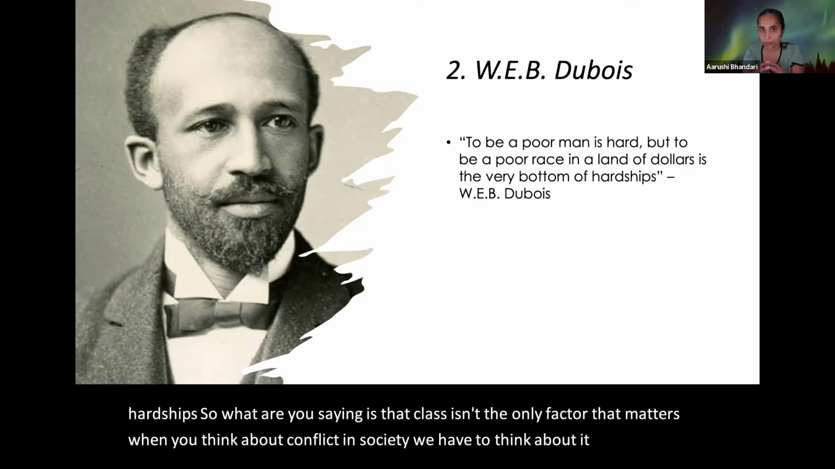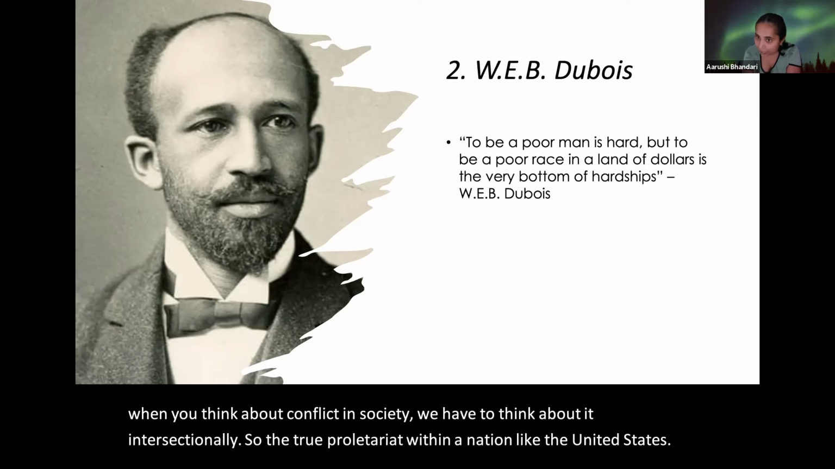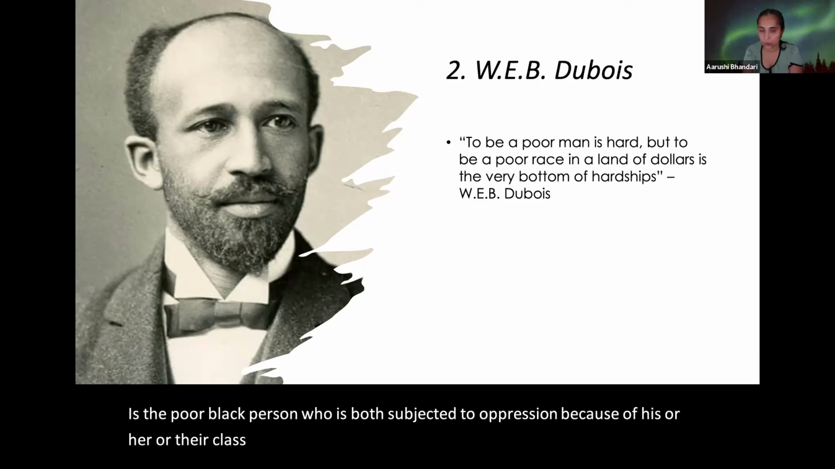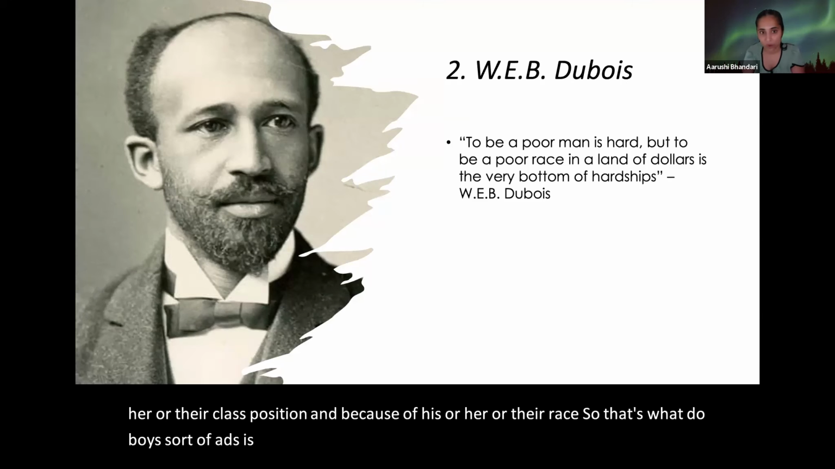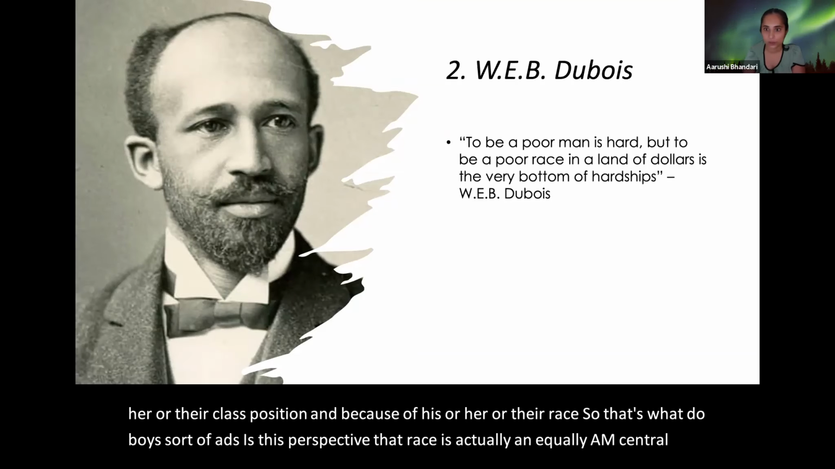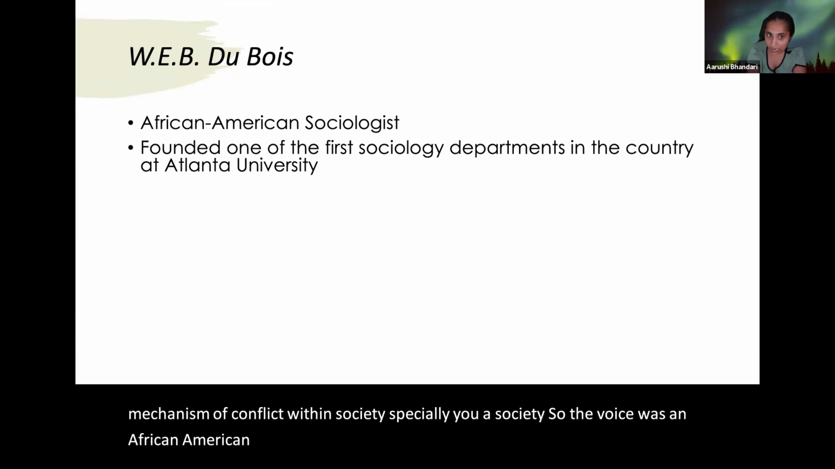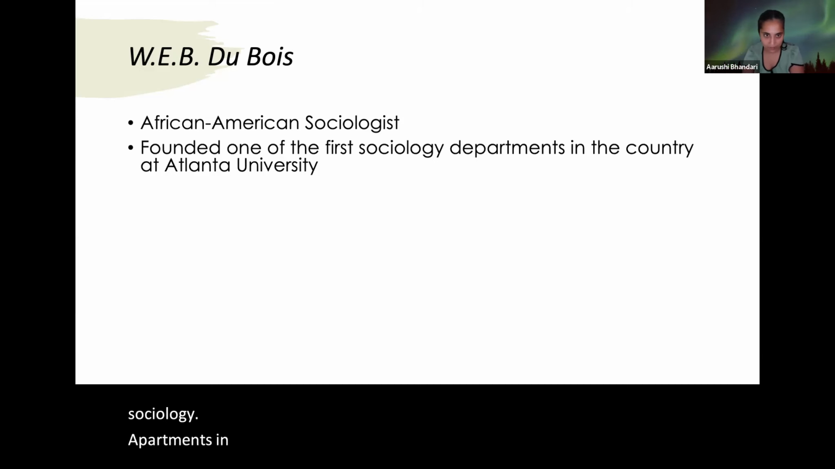So the true proletariat within a nation like the United States is the poor Black person who is both subjected to oppression because of his or her or their class position and because of his or her or their race. So that's what Du Bois sort of adds, is this perspective that race is actually an equally central mechanism of conflict within society, especially US society. So Du Bois was an African-American or a Black sociologist, and he founded one of the first sociology departments in this country at Atlanta University.